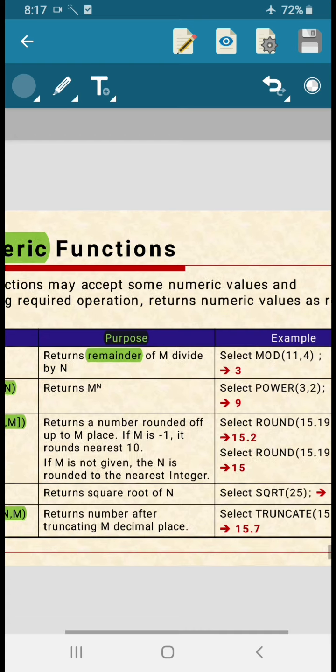Okay. Next one is the power function. We can write POWER or POW, both are the same. We will get the answer. First we will write the base. M is the base, n is the power value. M to the power of n.